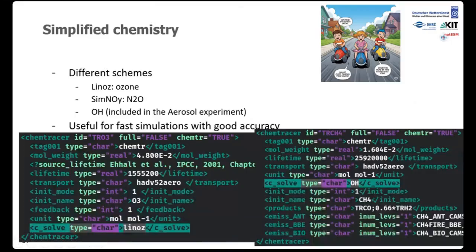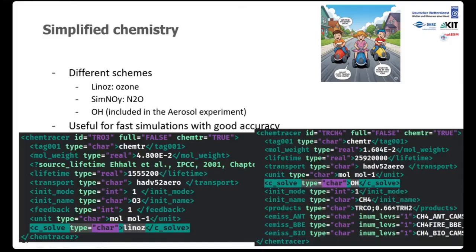So then we have simplified chemistry. So that, I would say, is what we use most in my group. So there are different schemes. For example, one for ozone. That's called LINOZ. And if you want to use this, then just, again, set C-solve LINOZ. And this only will work if your tracer is also called TRO3.